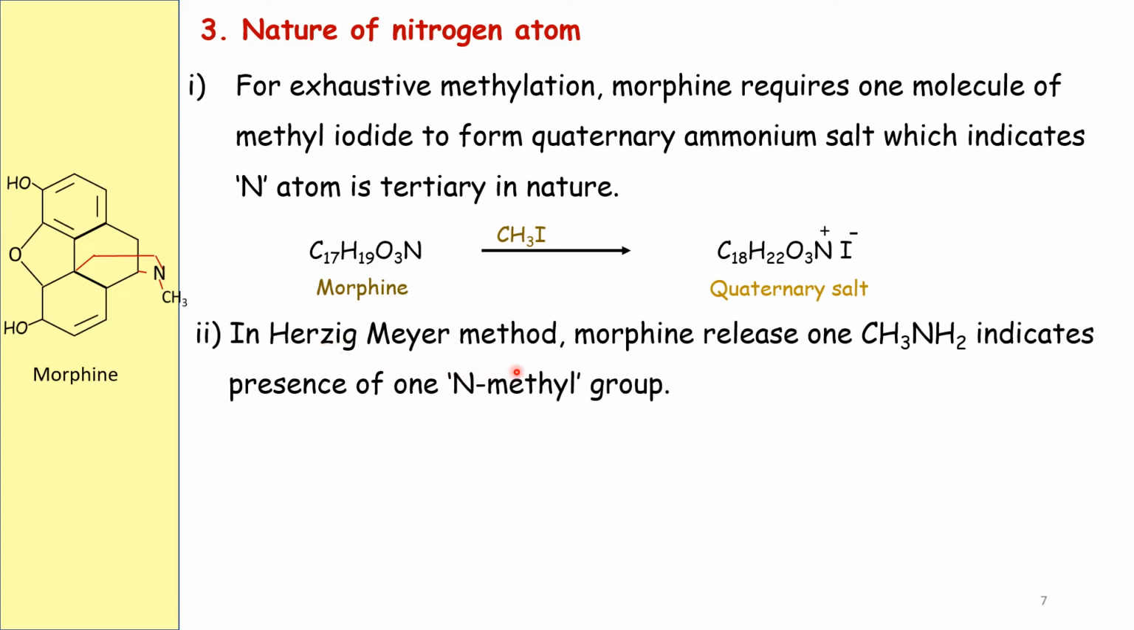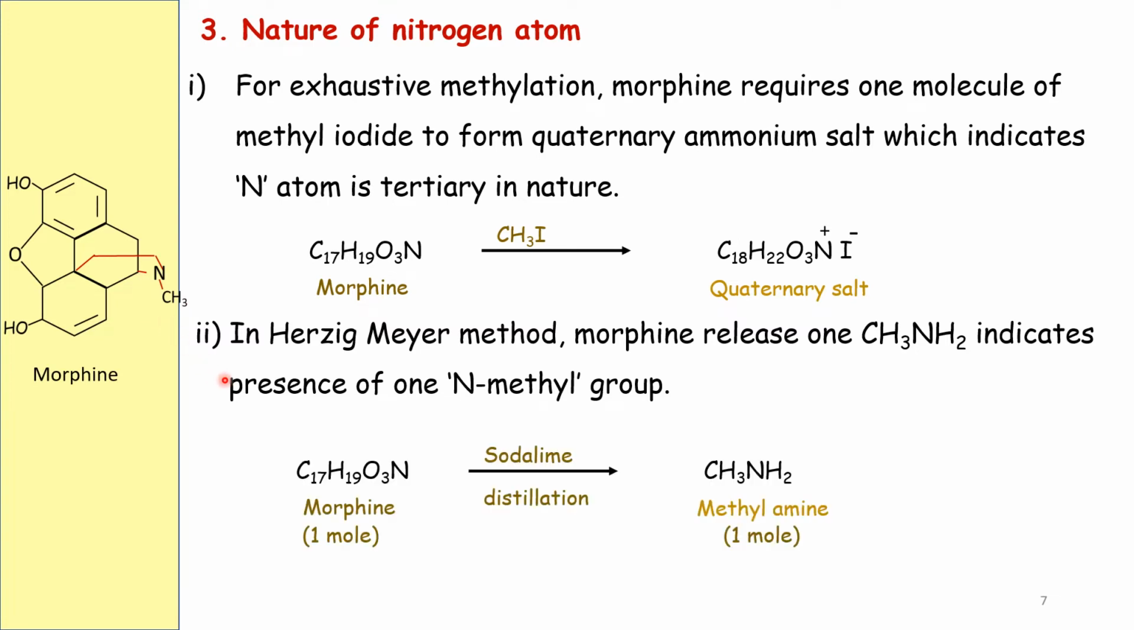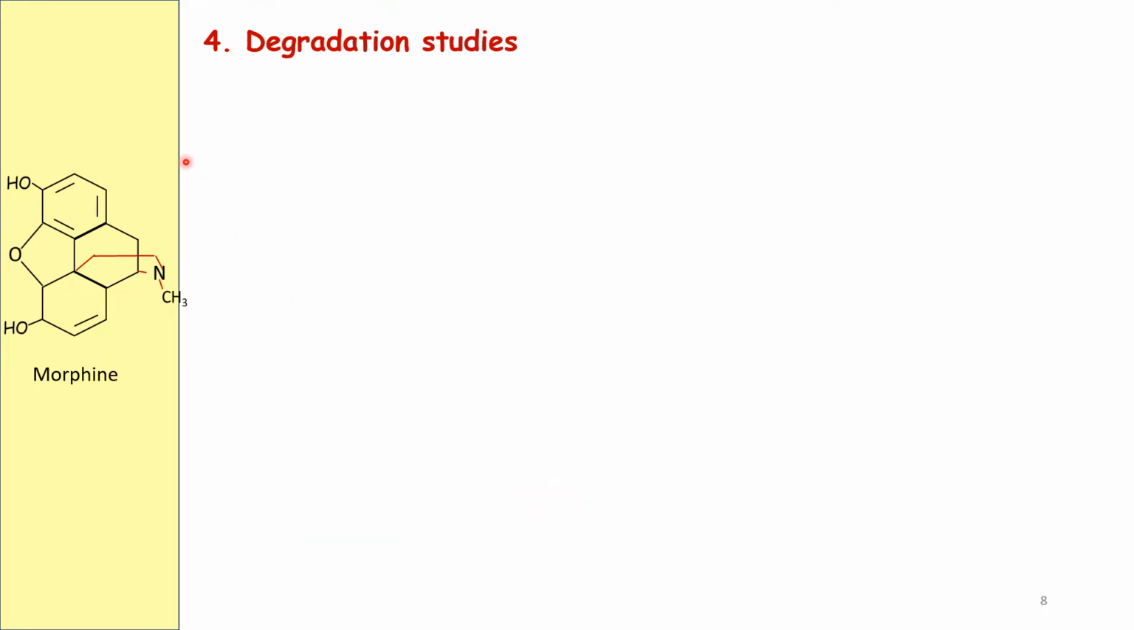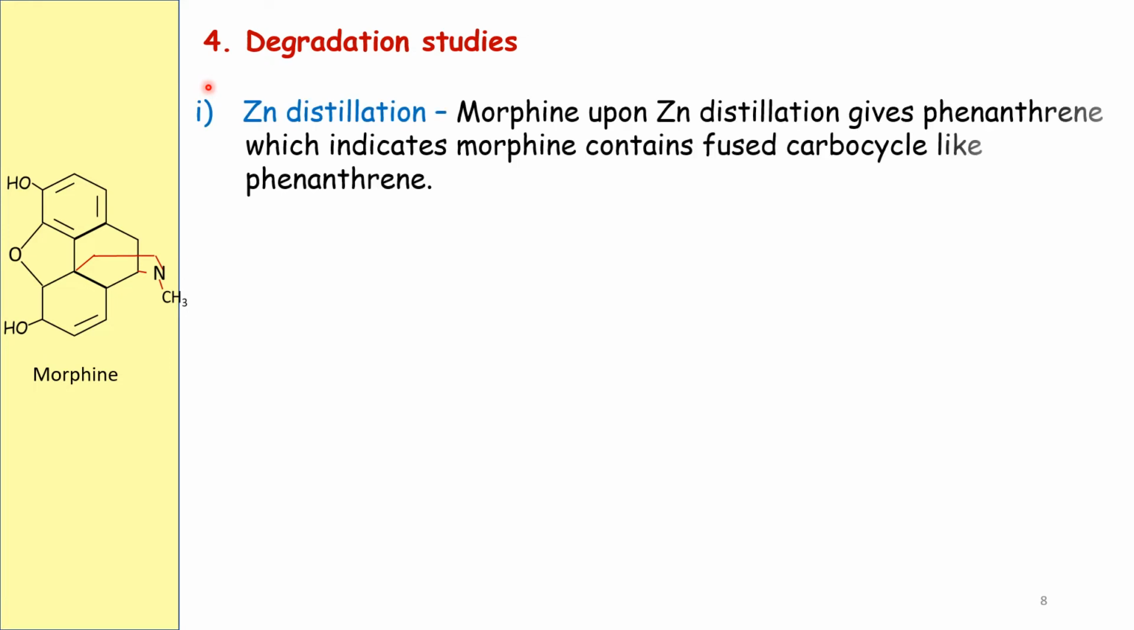In Herzig-Meyer's method, morphine releases one molecule of methylamine, which indicates the presence of an N-methyl group. This is the presence of the N-methyl group, which is detected by Herzig-Meyer's method. This is the reaction: 1 mole of morphine gives 1 mole of methylamine, that is, the presence of an N-methyl group in the morphine. Then degradation studies.